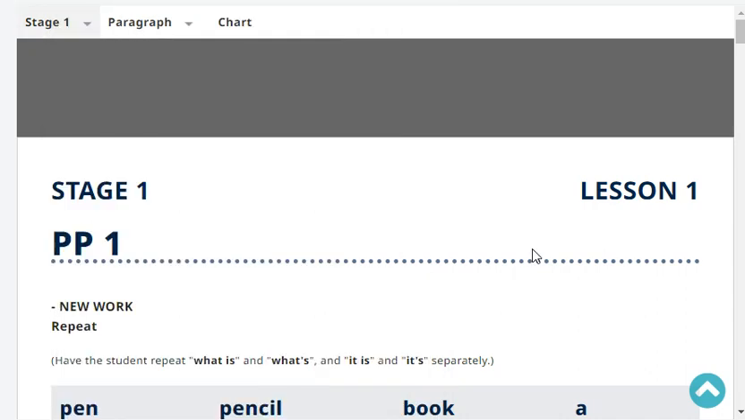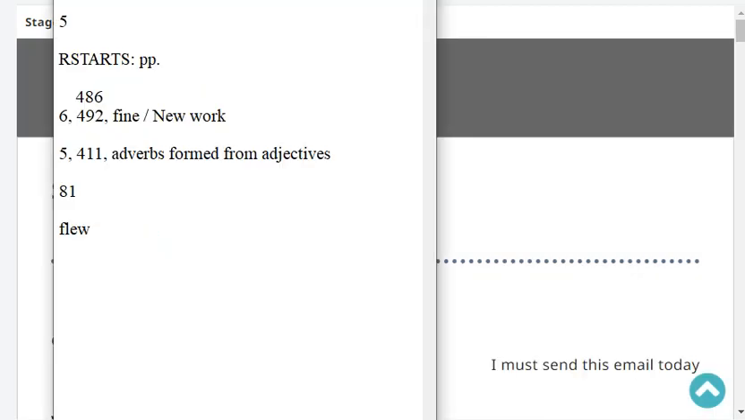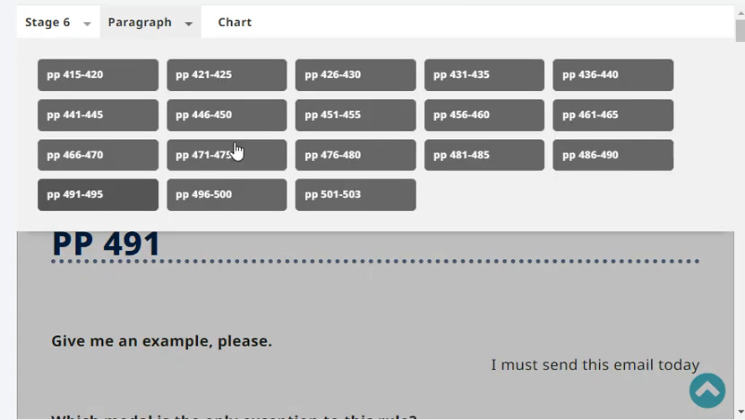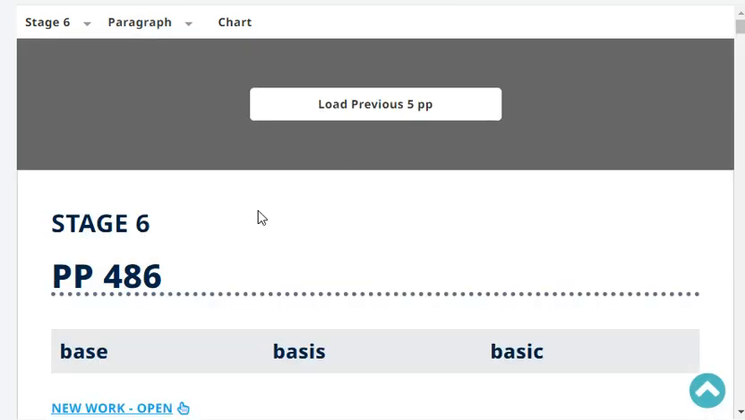First paragraph, page 492. Okay. And our last head word was "find". New word type of lesson. Okay, let's start with revision. Ready? Yes, already. Okay, here we go.